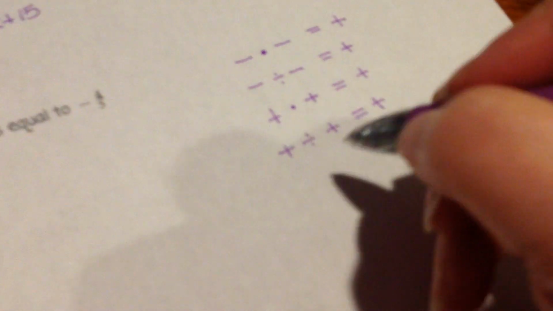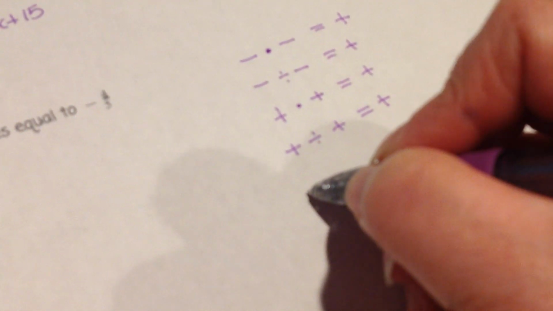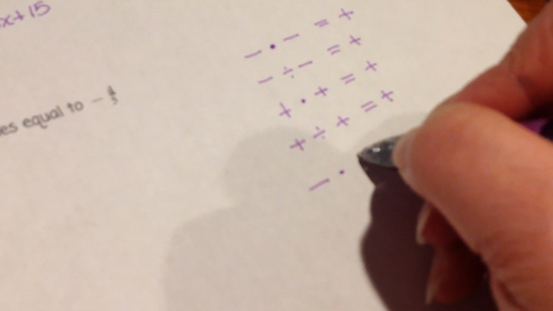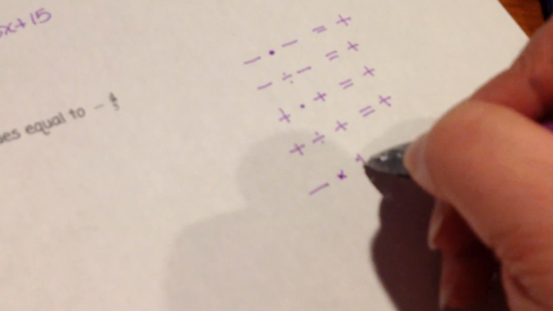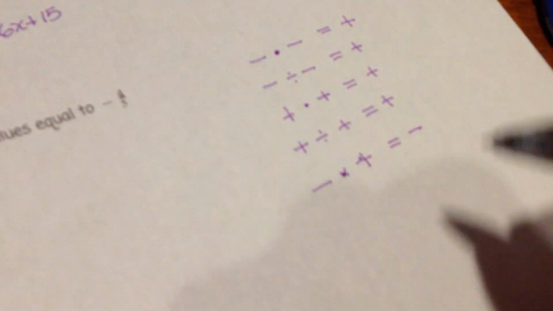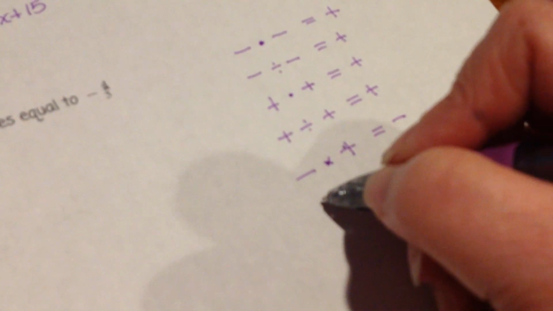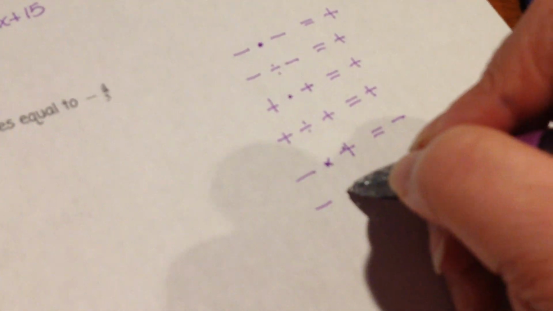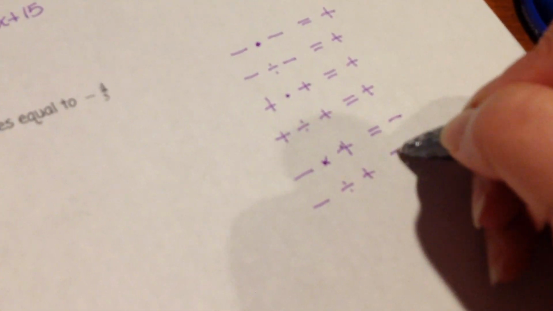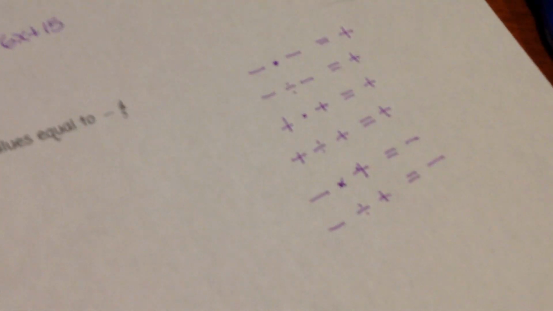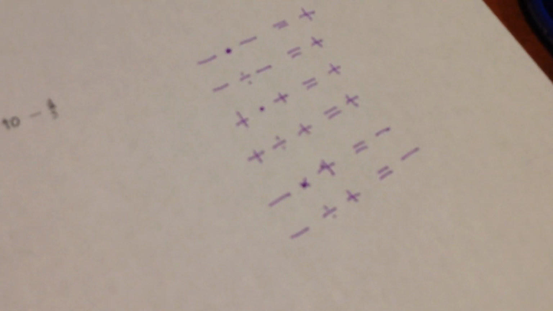When I have two different signs, so if I have a negative times a positive, that gives me a negative. If I have a negative divided by a positive, that gives me a negative. If the signs are different, the result is a negative. If the signs are the same, the result is a positive. Now, let's go back to these numbers over here.